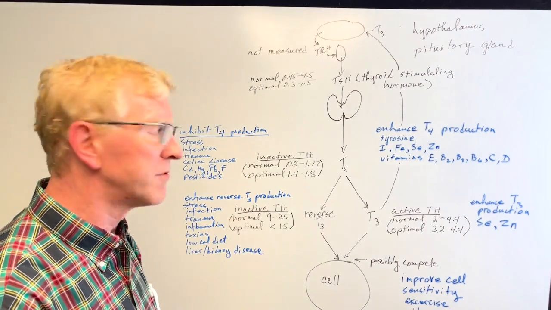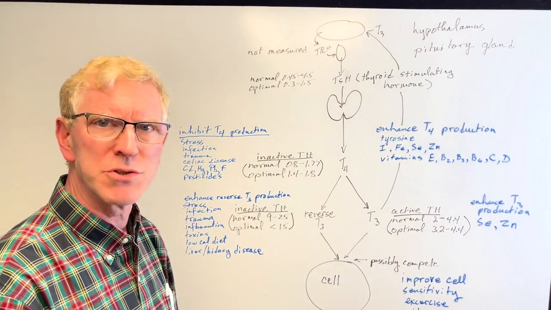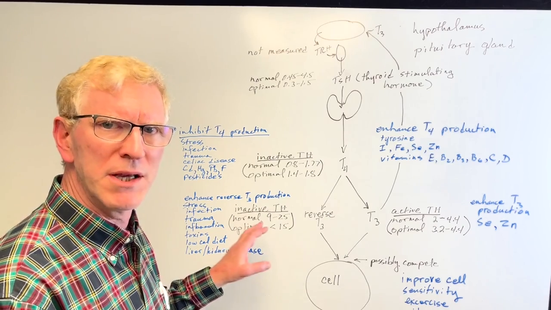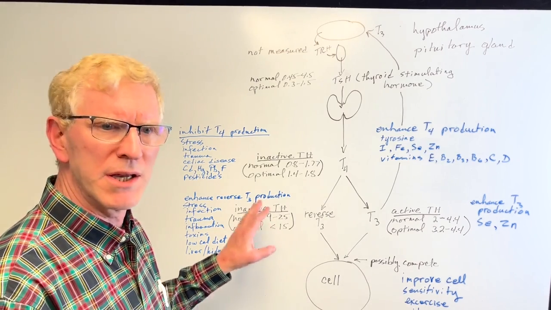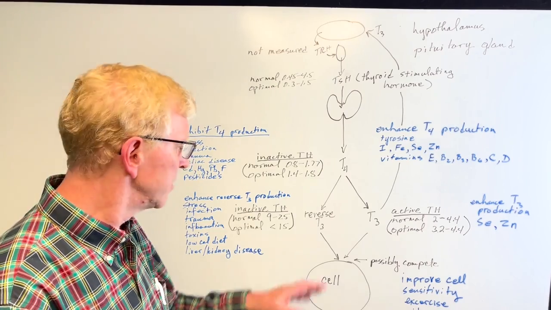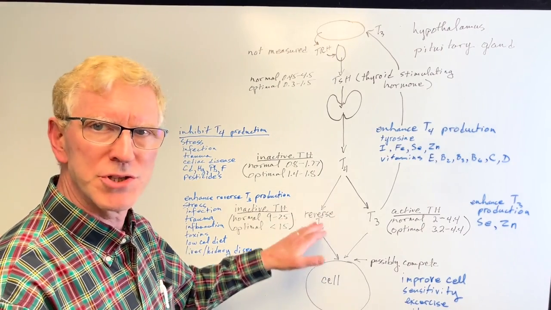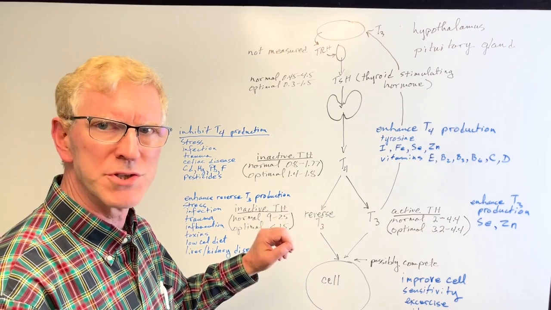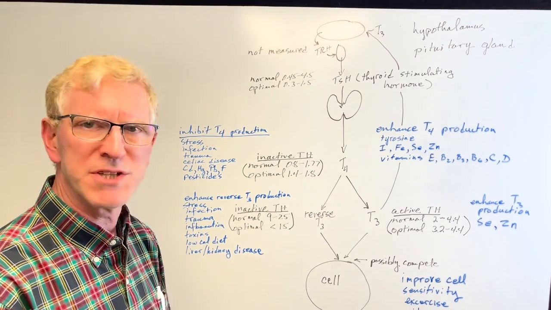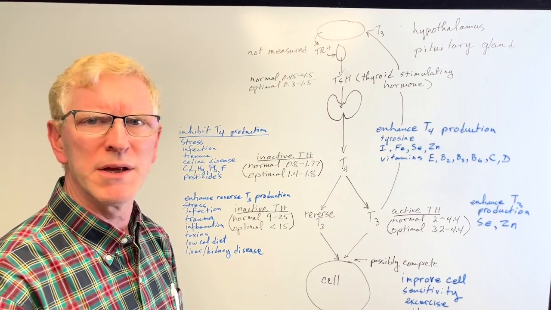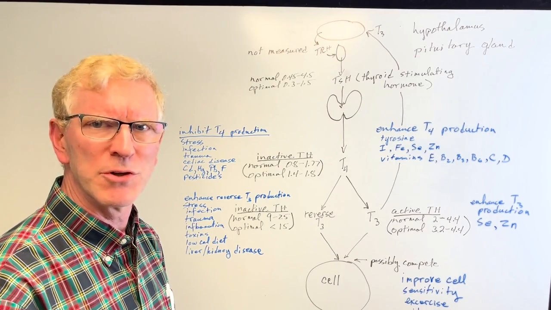The normal range for this is usually around 9 to 25. But typically in healthy people, we'd like to have it lower so that you're not throwing away too much thyroid hormone into reverse T3. So less than 15 or so is probably a pretty good level to look for.